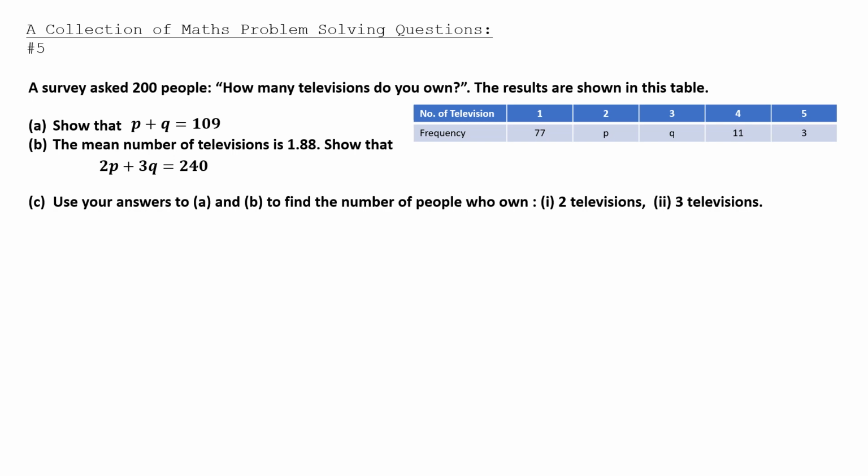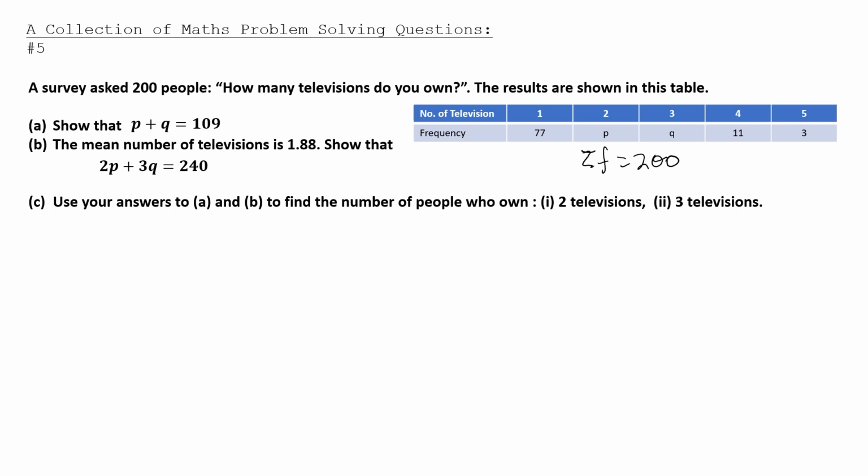In this question, a survey asked 200 people, how many televisions do you own? The results are shown in the table. So we are given the number of televisions that people own and the frequency. That is how many people own one television, how many own two, how many three, how many four, how many five. So the total number of people is 200. So this means that the total frequency, that is sigma f, should be 200.